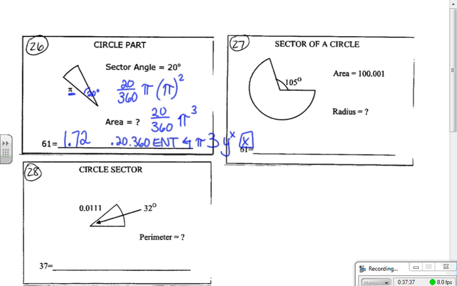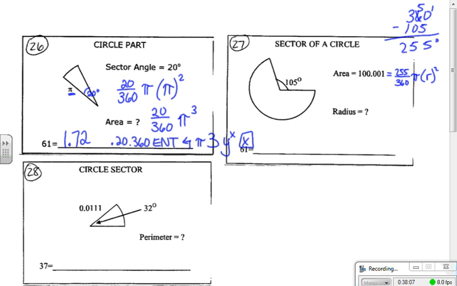Okay, number 27, we have the area given and we want to work backwards to find our radius. So if we have 105 degrees removed, we do 360 minus 105. So we're going to be left with 255 degrees. So our area is equal to 255 out of 360 times pi times the radius squared.